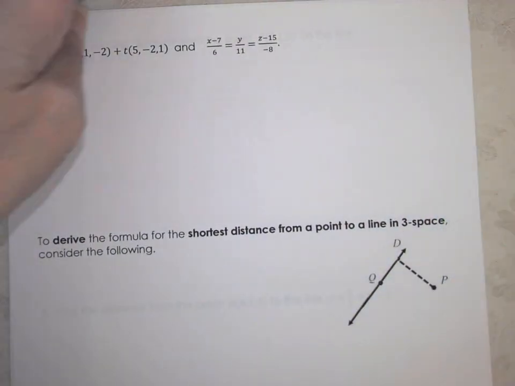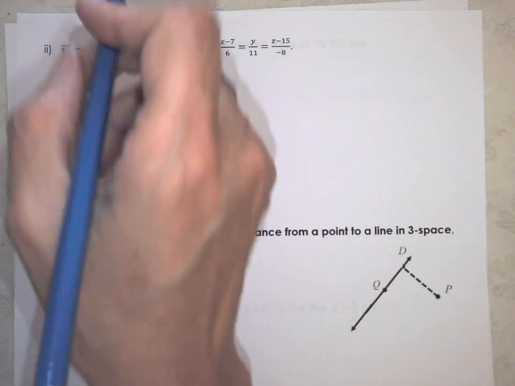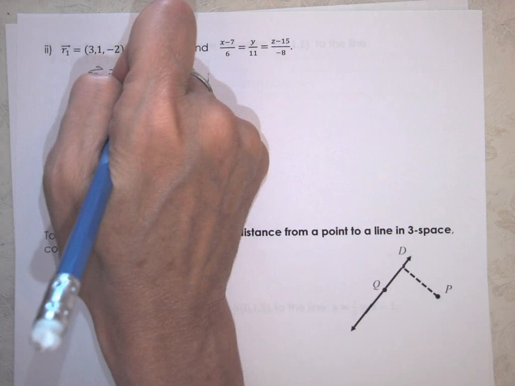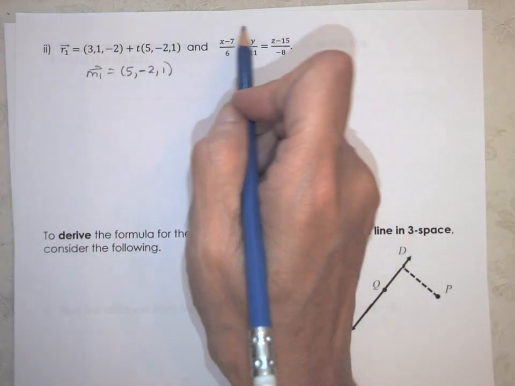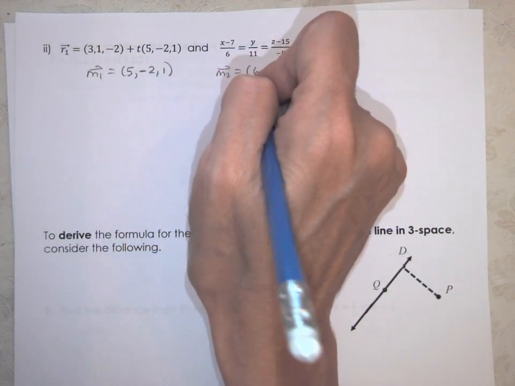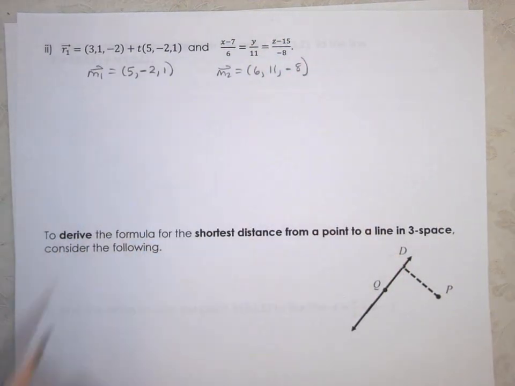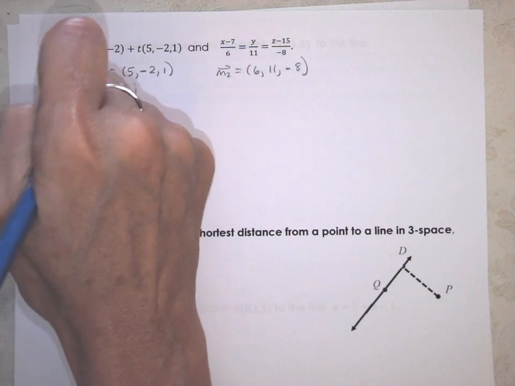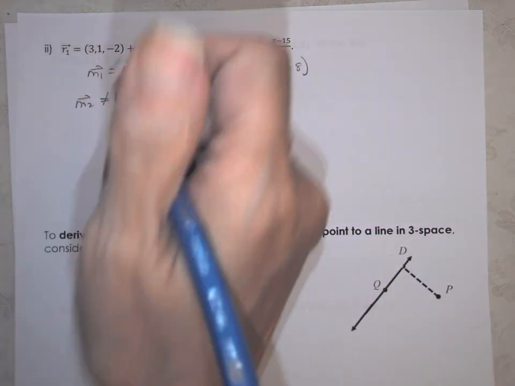Okay, so we've got another pair of lines here. First one's given to us in vector form, so it's easy to tell that the direction vector of the first line is 5, -2, 1. And this is in symmetric form, so M2 is going to be 6, 11, -8. And quickly by looking, you can see that they're not scalar multiples. And a way you can say that is M2 does not equal K M1, not a scalar multiple.